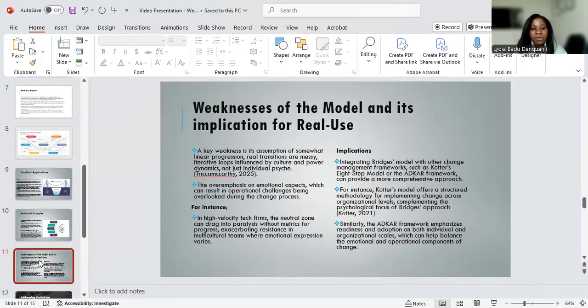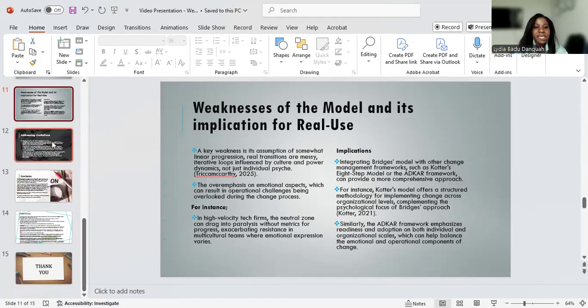There is also a lack of structural guidance; it doesn't really specify actionable steps, metrics or timelines. And there's also an issue of cultural biases, since this model would really fit in the individualistic cultures of the Western world. This might not necessarily work in an African setting, where it's not really individualistic. It's a community-based kind of thing, and people will not really adapt well to this model. But the implication is that the firm could merge this model with other models like the Kotter model or the ADKAR framework, which would help to bring a bit of structure and move towards the organizational level and not dwell a lot on the individual level of the transition model.